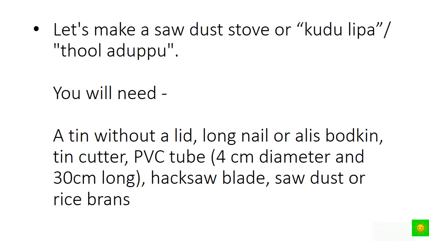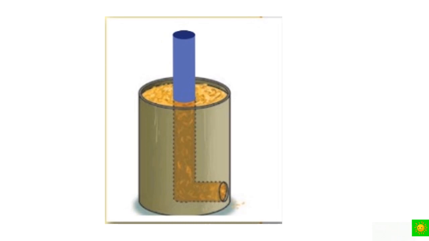Now we are going to make a sawdust stove, or kudulipa or thol aduppu, using these things. What you have to do: make a circular hole of 4 cm diameter close to the bottom edge of the tin. Insert the PVC tube from the prepared hole into the tin as shown in the figure. Push it to the center of the tin and cut it, leaving 4 cm outside the tin. Then put another PVC tube vertically inside the tin and fill the tin with sawdust or rice bran. This should be packed tightly using a piece of wood.